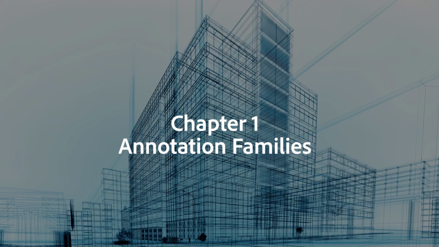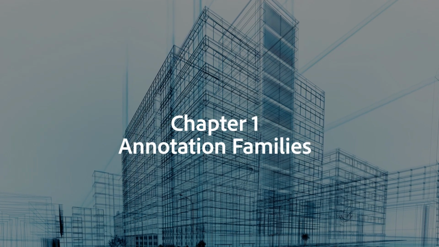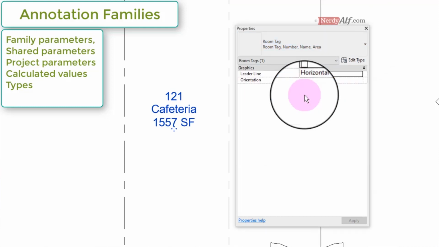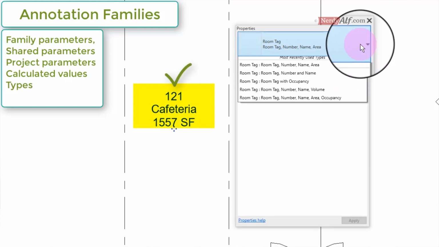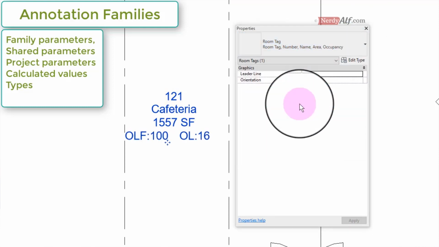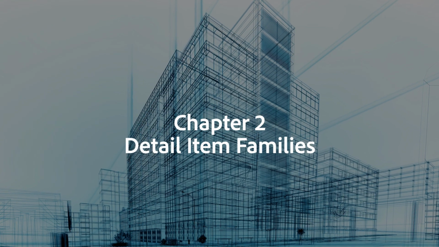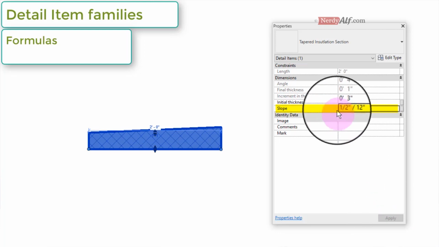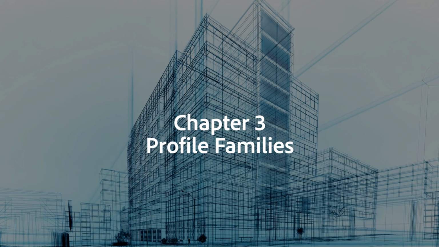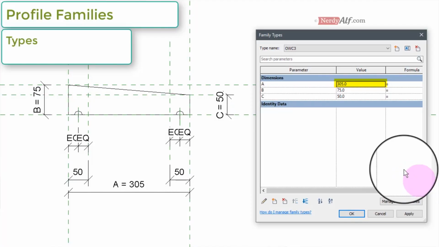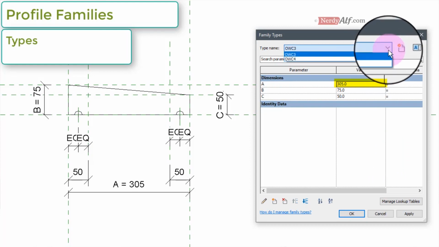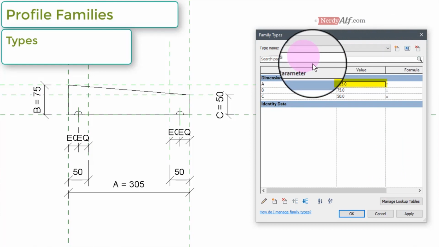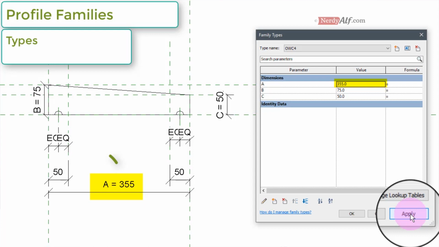The course is broken down into 6 different chapters that include 1. Annotation families, where you learn how to create tags, symbols, title block families with options. Number 2, detailed item families, where we'll create parametric detail components. Number 3, profile families, where we'll learn to create parametric profiles and use them in system families.